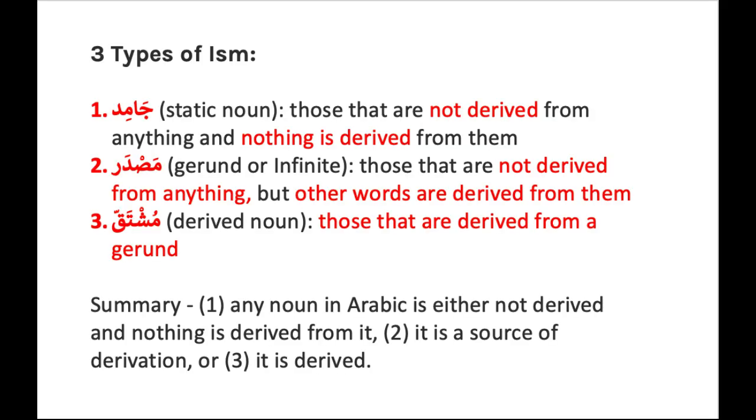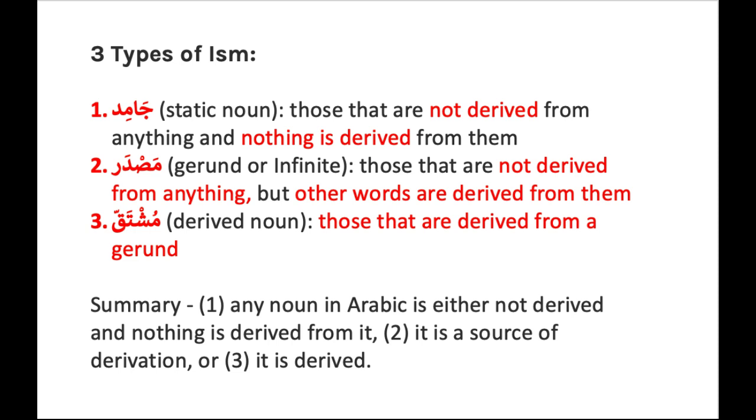We are going to discuss the three main categories of ism based on their derivation. Please pay attention: Ismul Jamid, Ismul Masdar, Ismul Mushtaq. The word Jamid means static. It is not derived from anything and nothing has derived from it. So that's why it's called static noun. The most common example of Ismul Jamid is Allahu. The word Allahu has not derived from anything and nothing has been derived from the word Allahu. We'll look at some other examples of Ismul Jamid later.